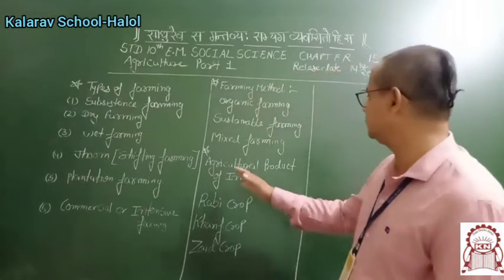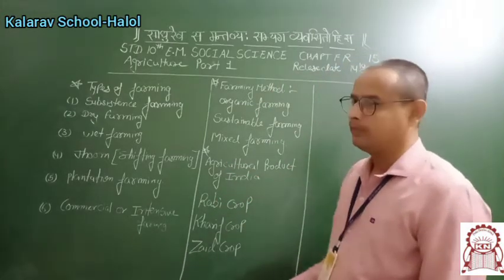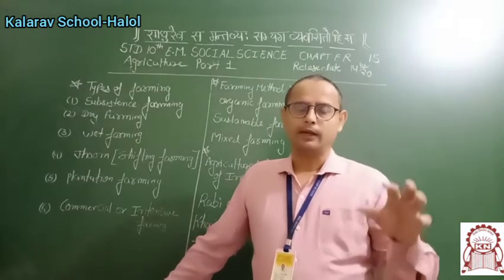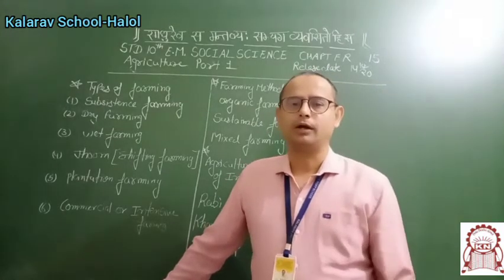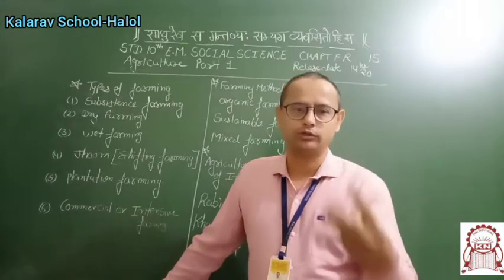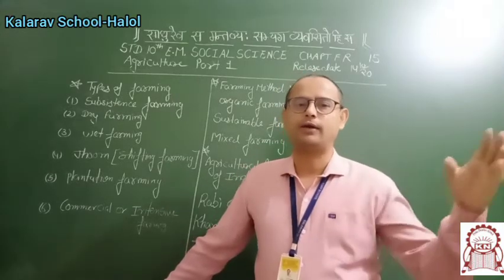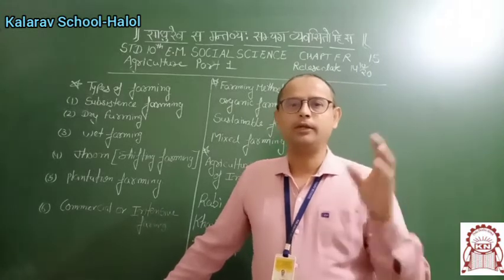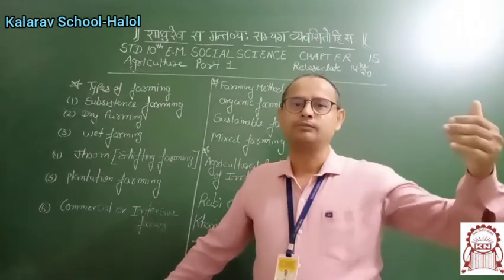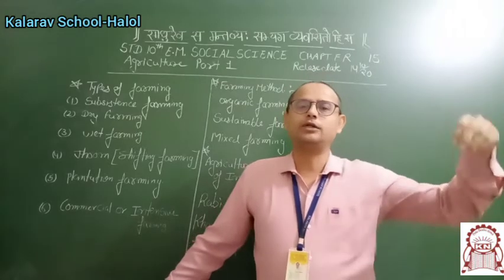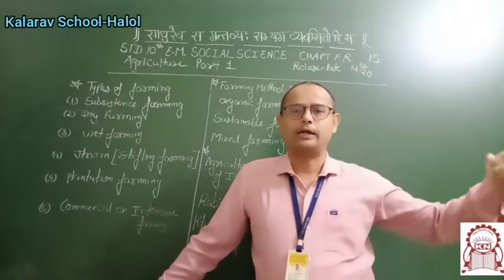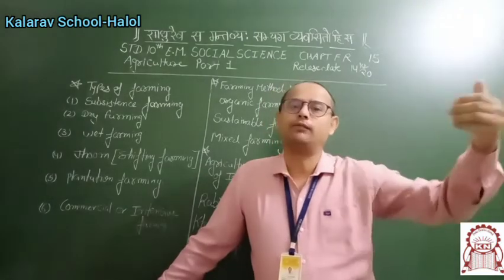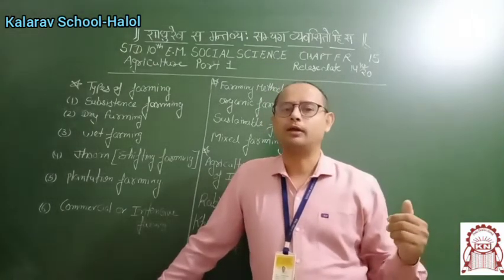Now next is the agriculture products of India. As per the production process, our entire agriculture system is divided into three parts: Rabi, Kharif and Zaid. So what exactly is a Rabi crop? The meaning of Rabi crop is the crop which is sown in the season of winter and cut at the end of the winter and beginning of the summer. That is called the Rabi crop.